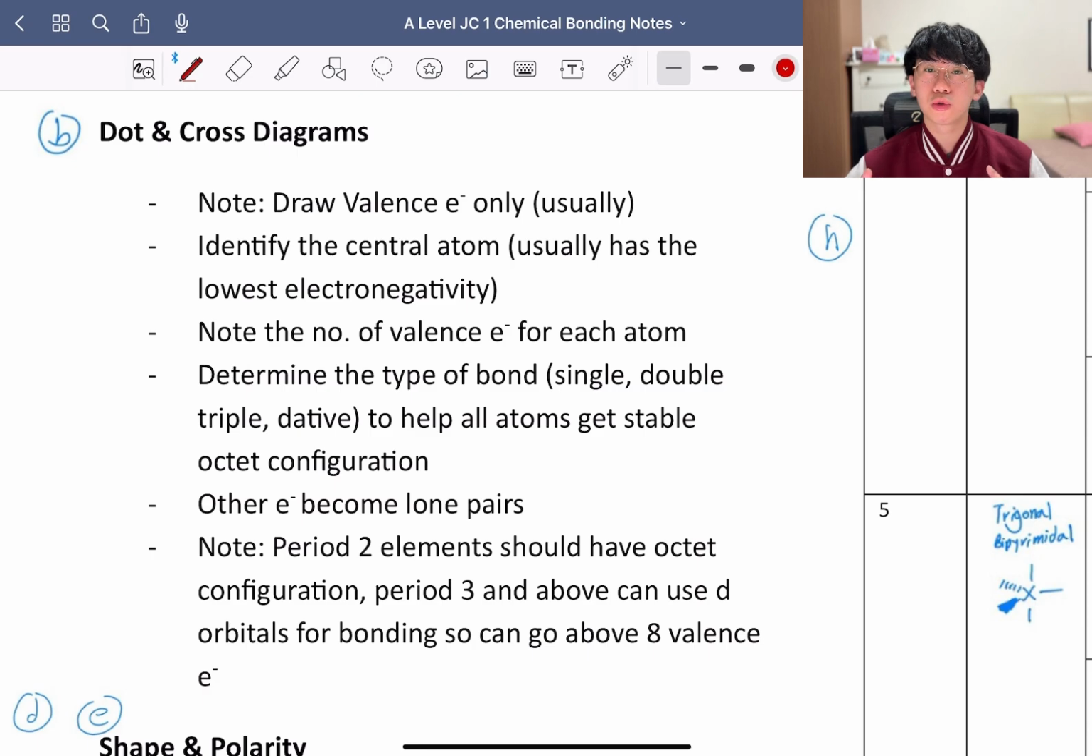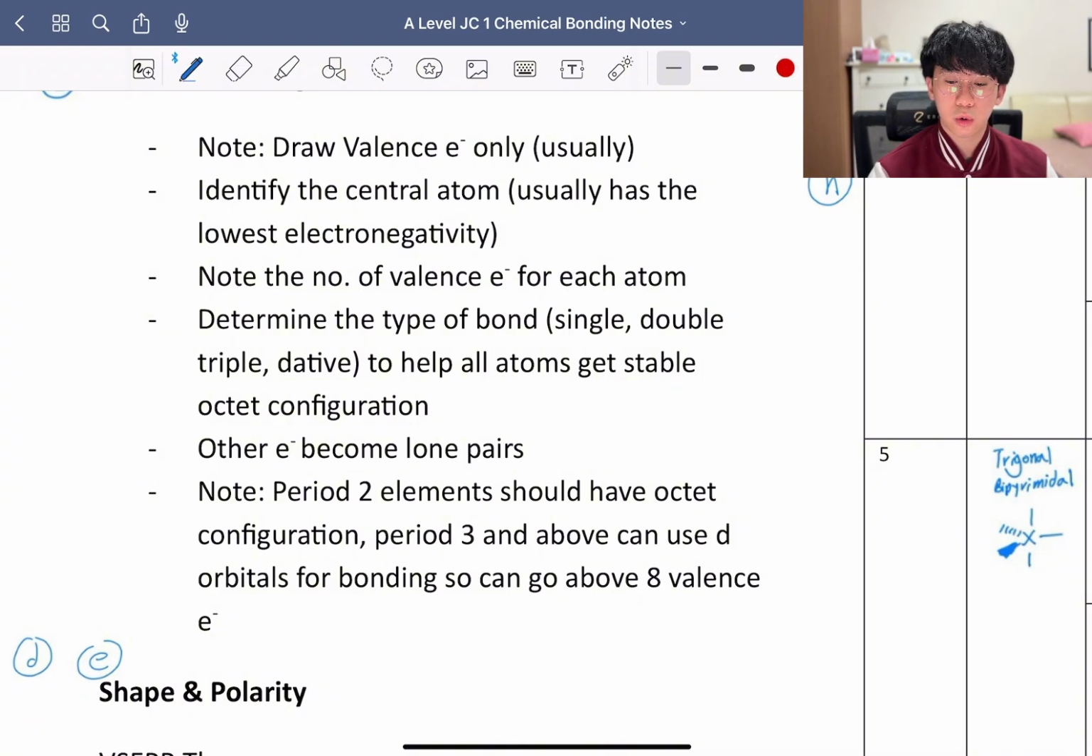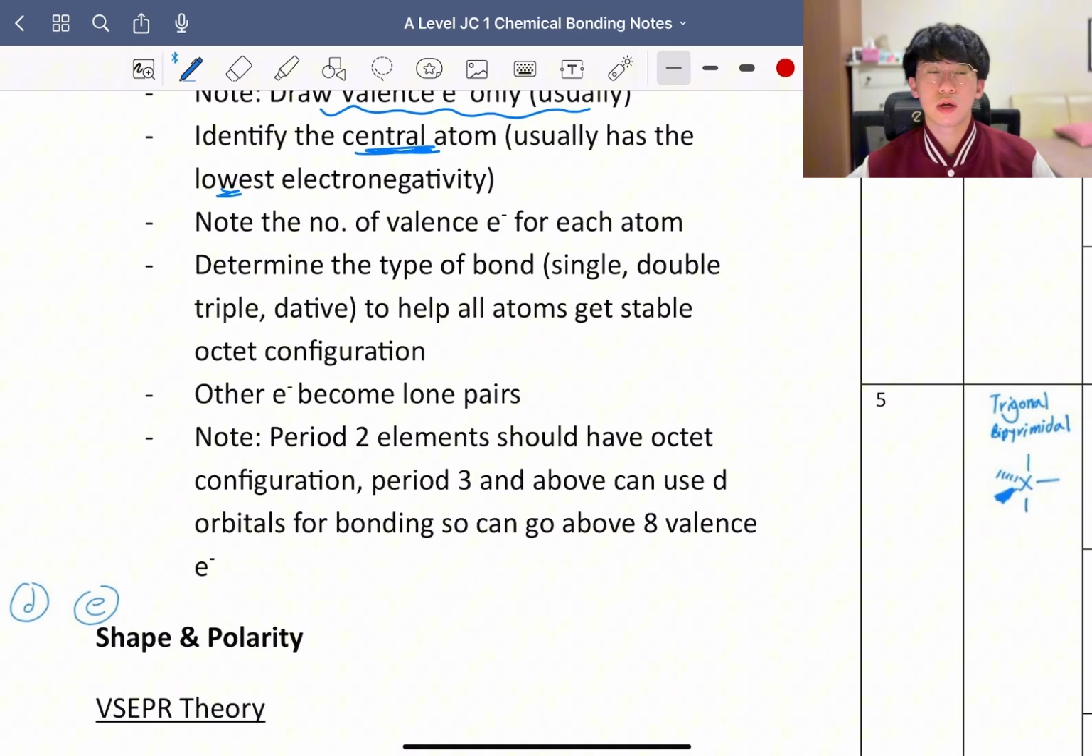Alright, next part is I want to go through with you how to draw dot and cross diagrams. This is a very common question in the A-levels, and you should be expected to understand and draw very fast how to identify the dot and cross of any molecule or compound, right? Things to take note of: only valence electrons need to be drawn. How you go about it is to look at the central atom, something with very low electronegativity, that's one way to go about it. And then note the number of valence electrons.